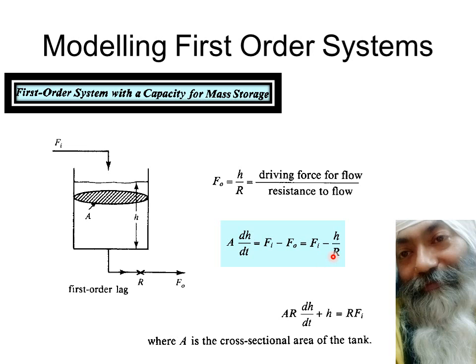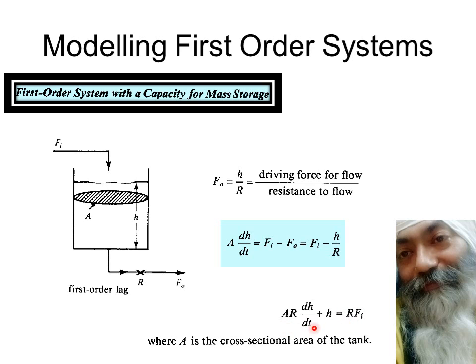So I can take this R and multiply over there, and you will get A into R is equal to A R dH by dt plus H is equal to R into Fi. So I'm just multiplying the whole thing by R. The idea of doing the entire thing is that I get something very similar to what I'm familiar with: you have something over here, we will call it the time constant, and there's something over here, we call it the gain, or static gain, or steady state gain, whatever you want to call it. So this is very similar to what you studied just a few minutes back.